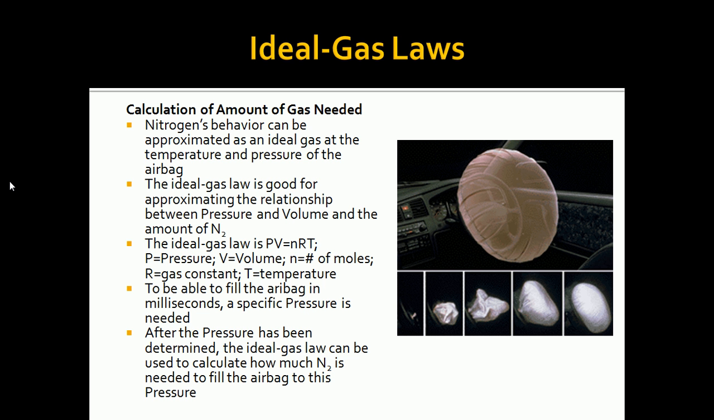The ideal gas law is PV = nRT, where P equals pressure, V equals volume, n is the number of moles, R is the gas constant, and T equals temperature.